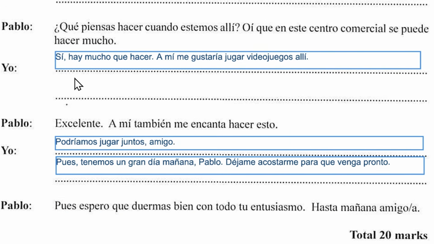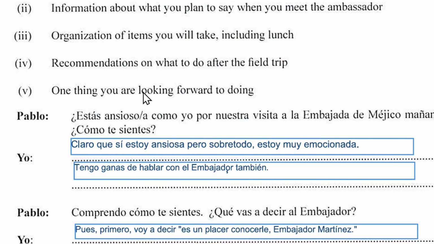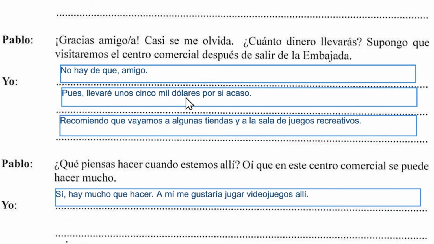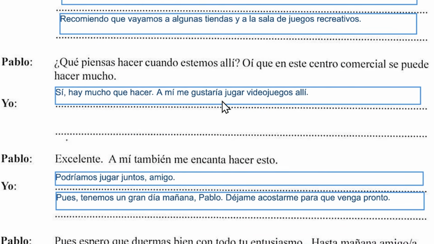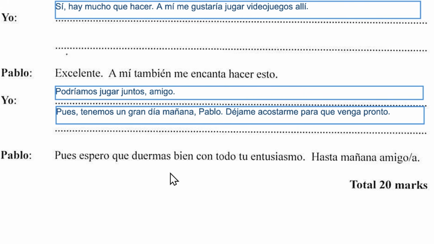Let's go back up, which says one thing you are looking forward to doing. So I stated that I'm looking forward to playing games at the same arcade that I had mentioned. Now, the final thing that was said, let's see. Well, we have a big day tomorrow, Pablo. Let me go to bed so that it comes soon. And then he says, well, I hope that you sleep well with all your excitement. See you tomorrow. All right, so that's the end of the dialogue.